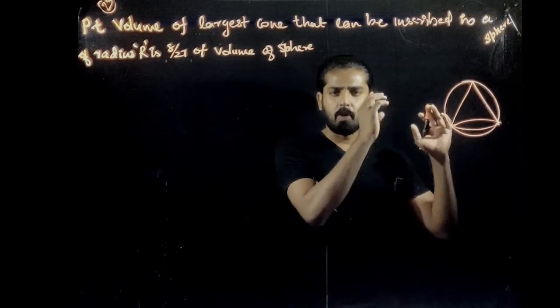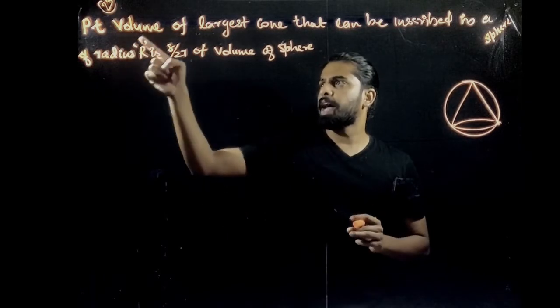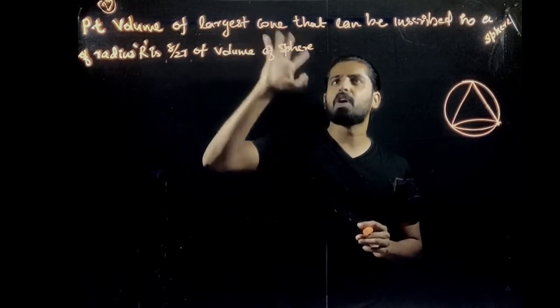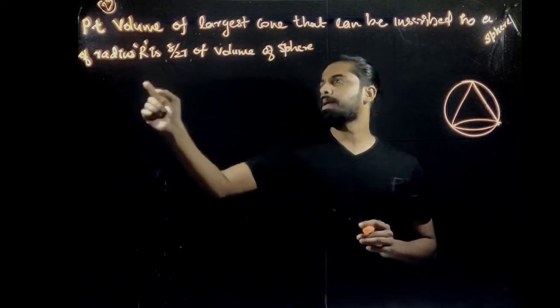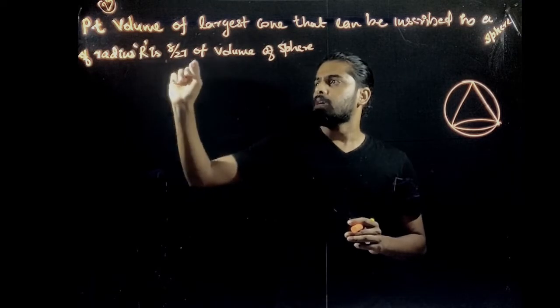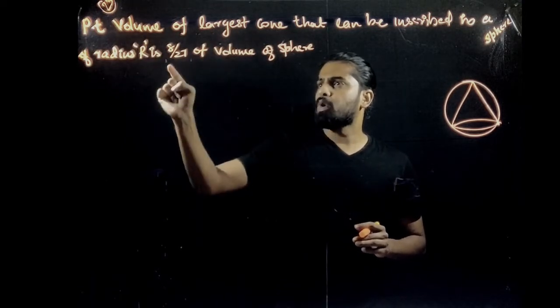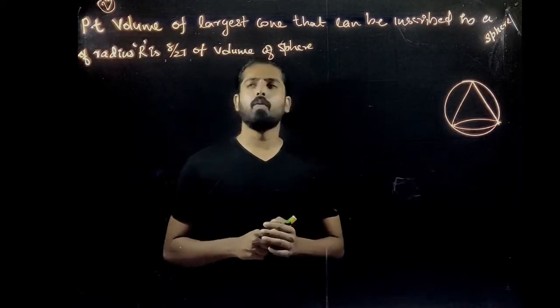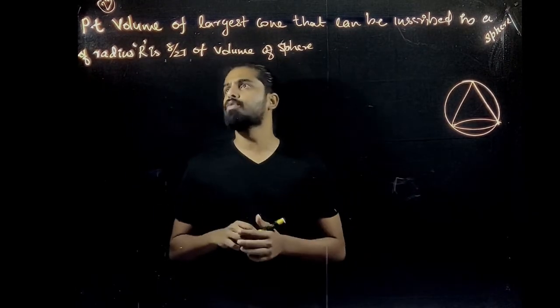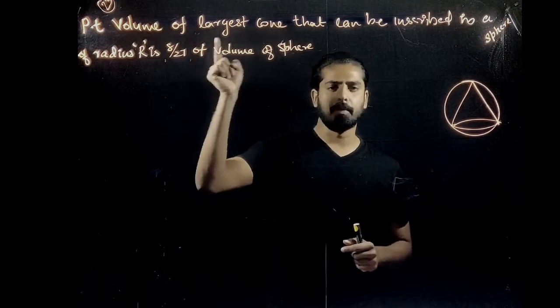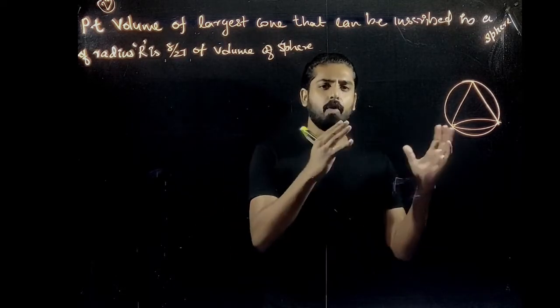Prove that the volume of the largest cone, that means the cone with maximum volume, that can be inscribed in a sphere of radius R, that means in a fixed sphere, will be equal to 8 by 27 times the volume of the sphere. So here we have to maximize the volume of the cone, the volume of the largest cone. That means maximum volume.